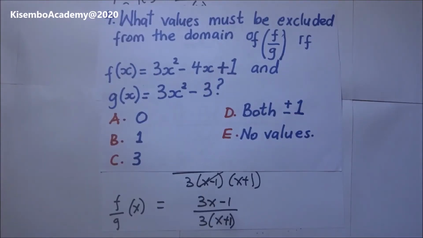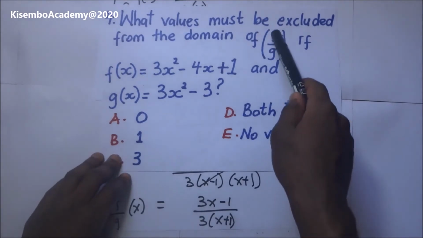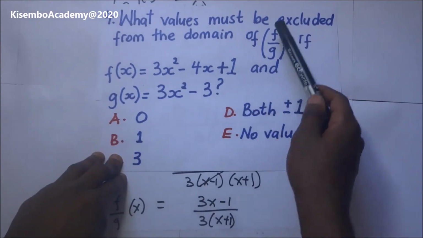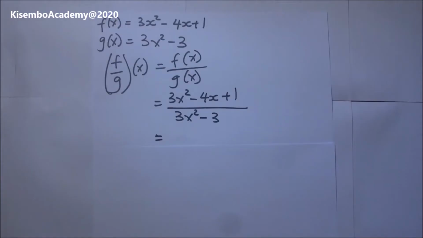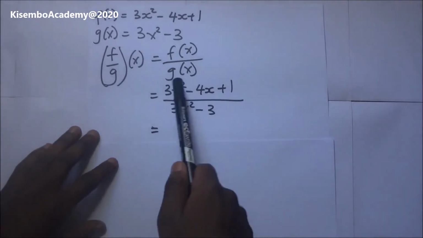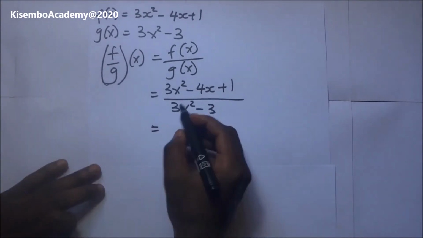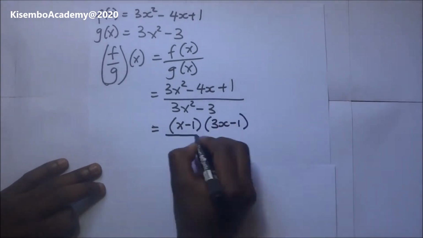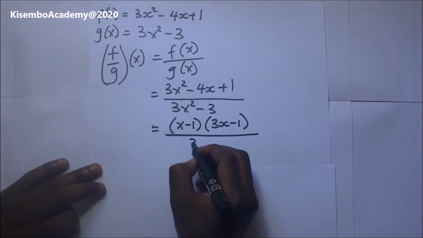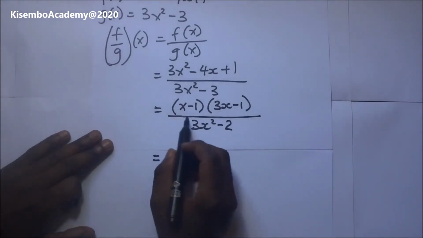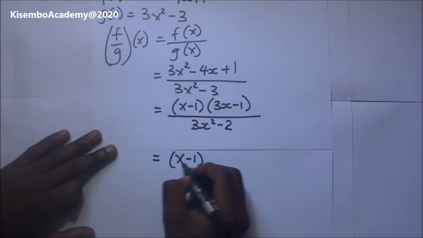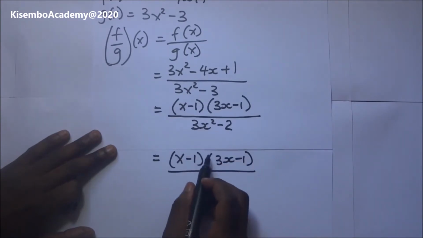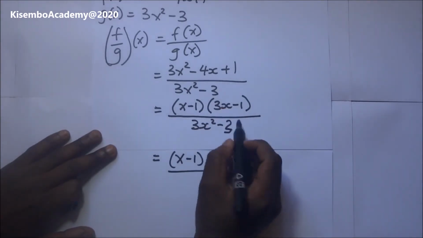What values must be excluded from the domain of this quotient f over g, if this is divided by that? So after factorizing this quadratic expression, in our numerator we end up with x minus 1 into 3x minus 1. Divide that by 3x squared minus 2. Continue with this, we shall continue it from here. That's going to become x minus 1 into 3x minus 1, divide that by the bottom. Actually, it's 3x minus 3, not 2.